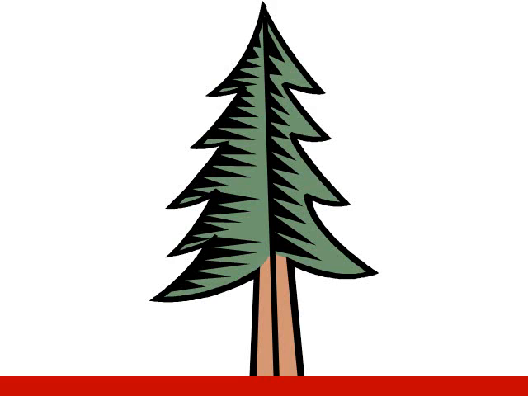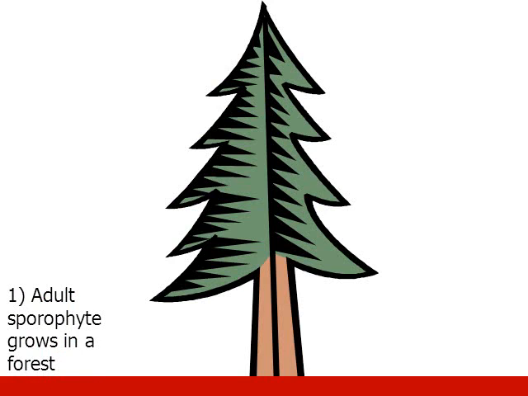Okay, so let's go over the reproductive life cycle. You know that plants in general go through a cycle called alternation of generations. Let's show you how that happens in gymnosperms. Here's a common gymnosperm. The note says, number one, the adult sporophyte grows in a forest. In gymnosperms, the sporophyte is the dominant stage. If you come across a redwood tree, what you're looking at is the sporophyte stage. If you come across a pine tree, what you're looking at is the sporophyte stage. So let's say this is a pine tree growing in the forest. What we're looking at is the adult sporophyte.